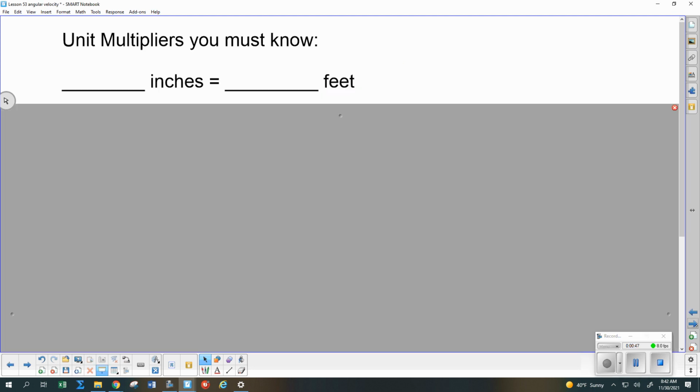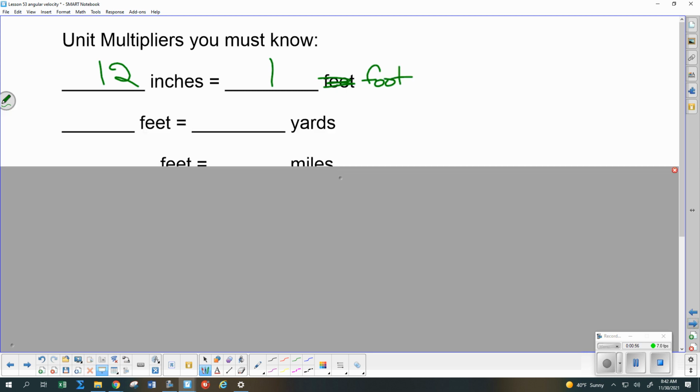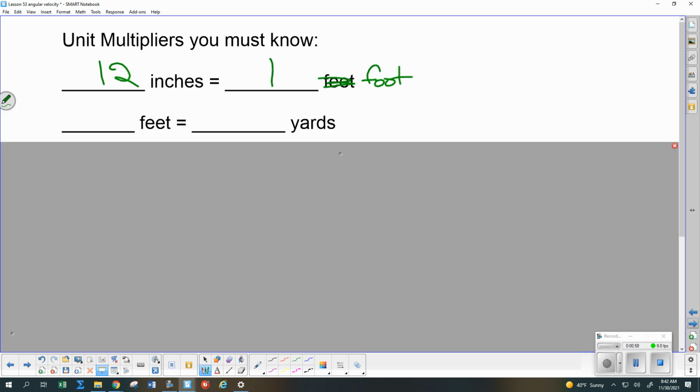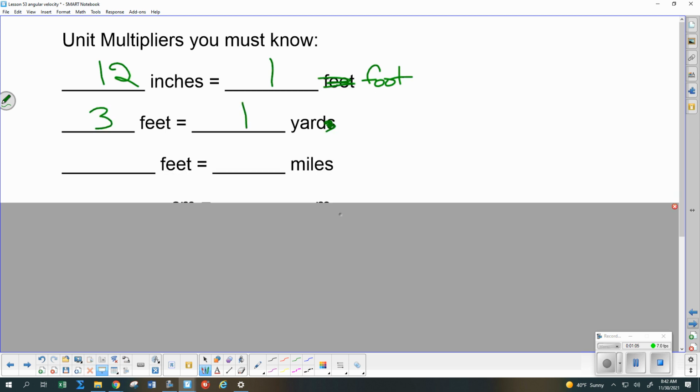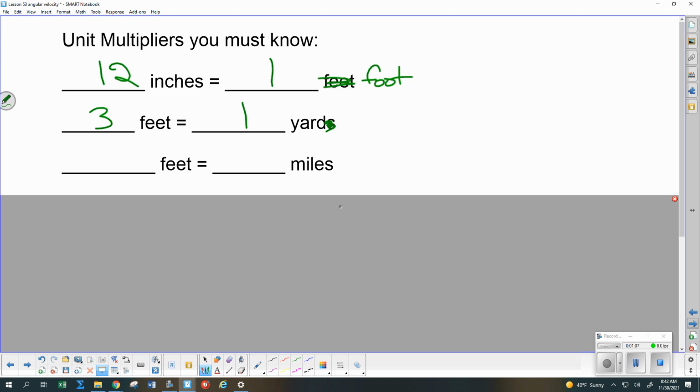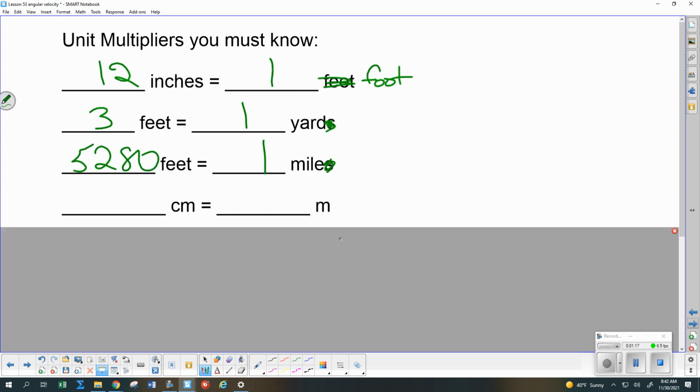And inches and feet, Paul, how are they related? How many of one and the other? So 12 inches in 1 foot. What about feet and yards? How are they related, Olivia? So 3 feet in 1 yard. What about feet and miles? How are those going to be related? How are they related, Allie? So 80 feet in 1 mile.